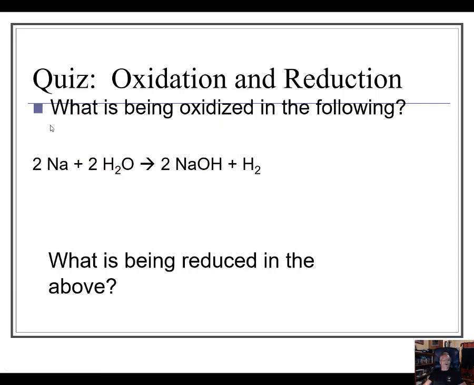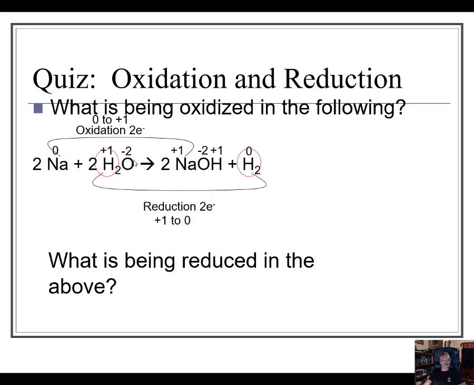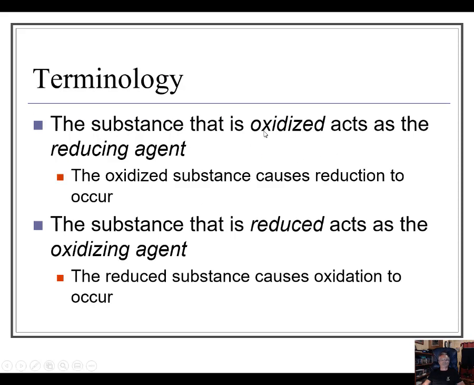So here you go. We've got these oxidation states, and since sodium is being oxidized, that makes it the reducing agent, and hydrogen in water is being reduced, that makes it the oxidizing agent. All right, the substance that is oxidized acts as the reducing agent. The oxidized substance causes reduction to occur. The substance that is reduced acts as the oxidizing agent, and the reduced substance causes oxidation to occur.